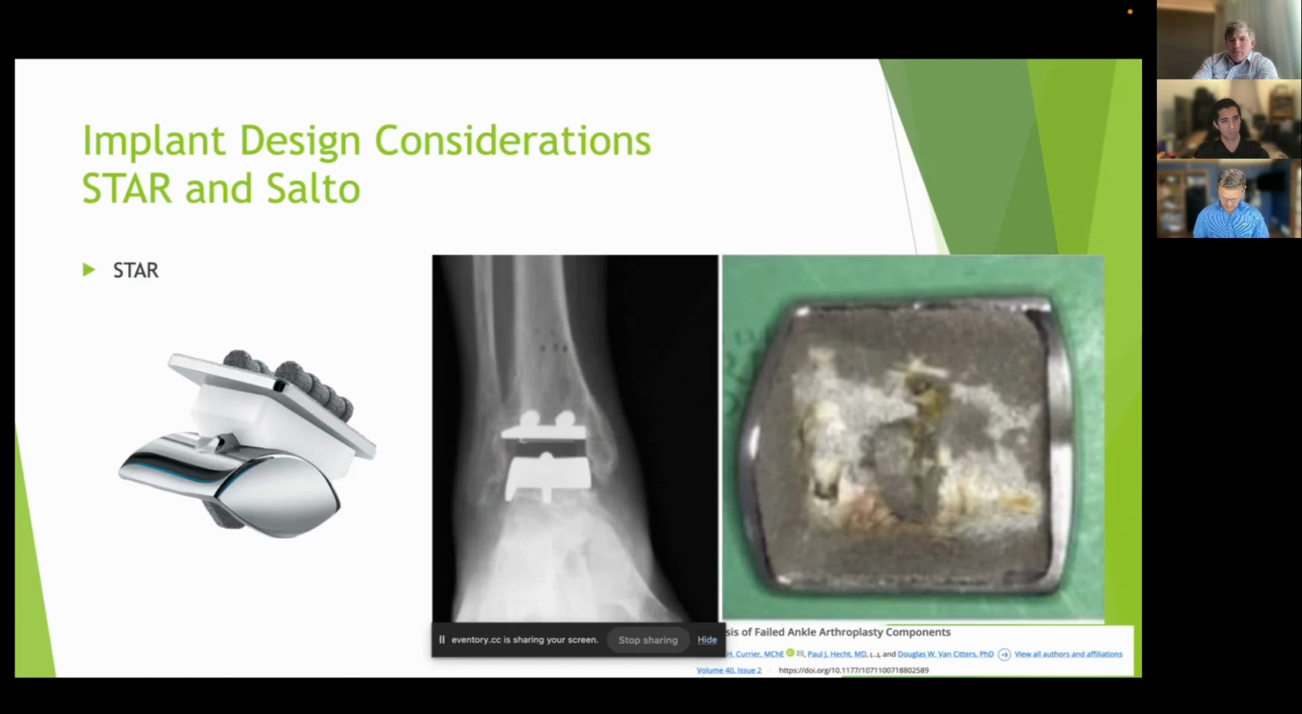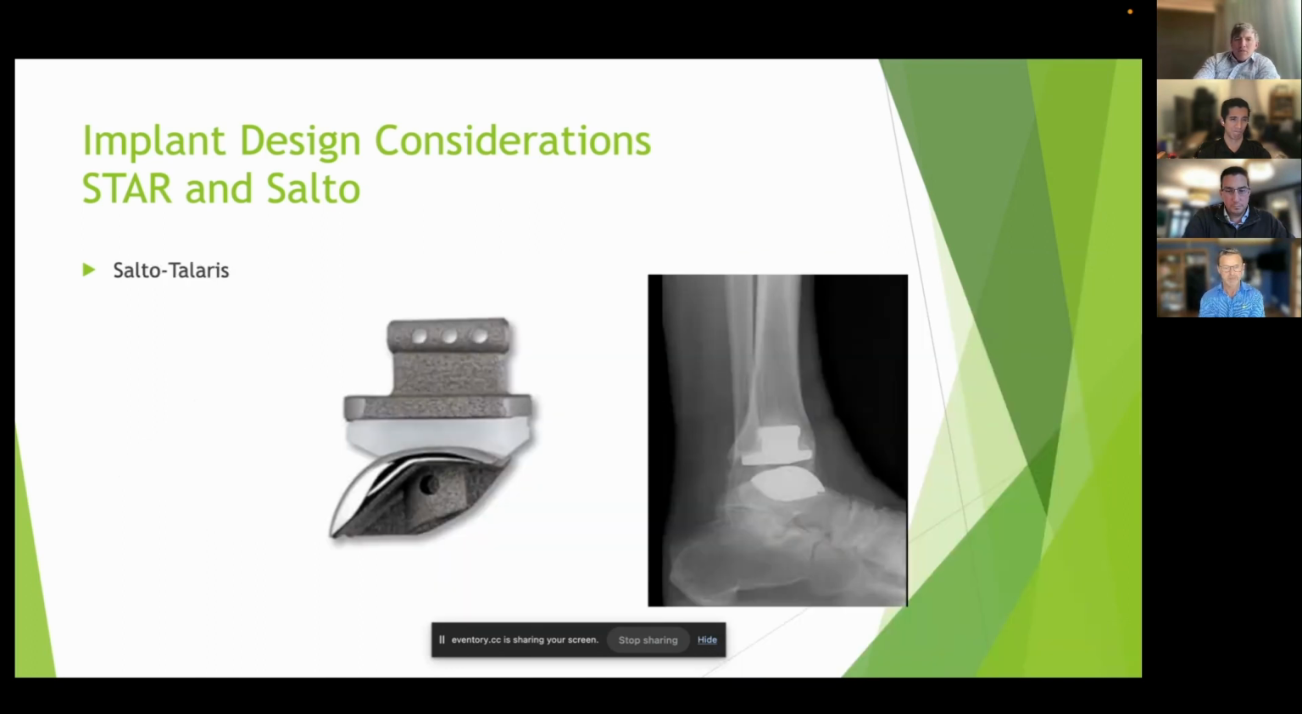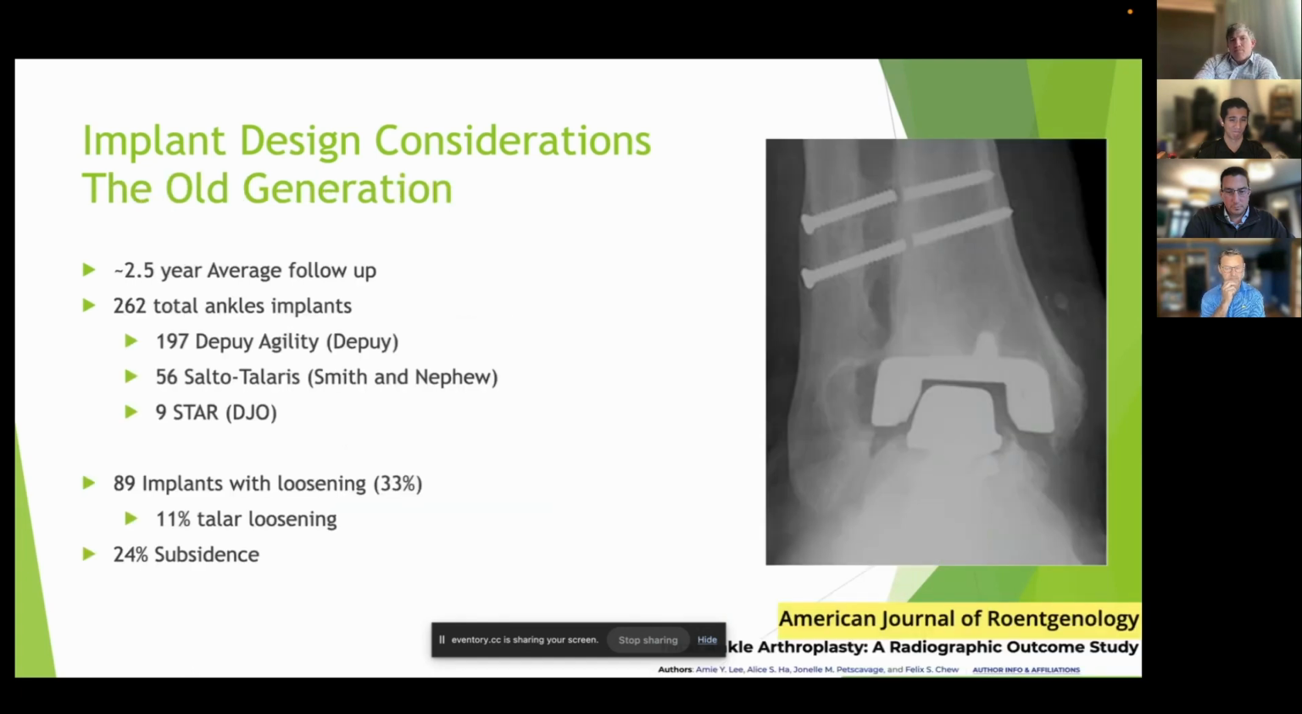To highlight that, a retrieval study here showing a Star with very little bony ingrowth on the backside surface and that cap design, as you can see. And you can see how that would be limiting in just the volume of that bony ingrowth surface, maybe potentially leading to that stress shielding. None of the retrieval studies really showed the Salto, but again, highlighting its design.